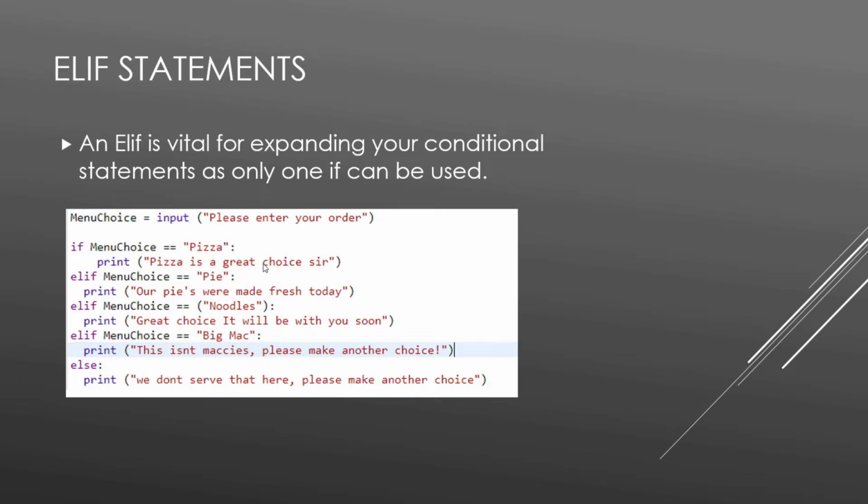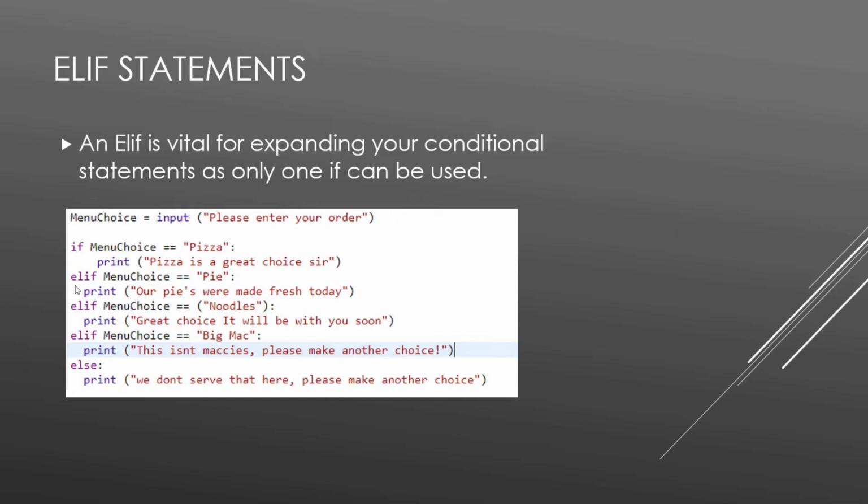is a great choice. But then notice I don't have an else statement, because I want the user to be able to order more than just pizza, or else, we don't have pizza. Because restaurants normally have a few food items to order from. So I need to add to that. But we can't use more than one if statement.